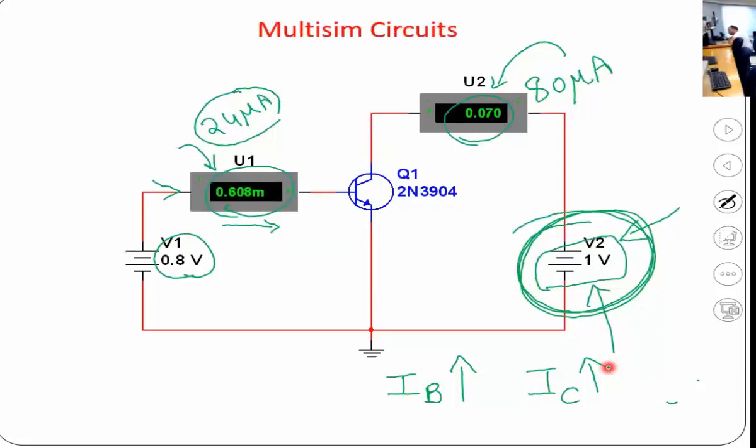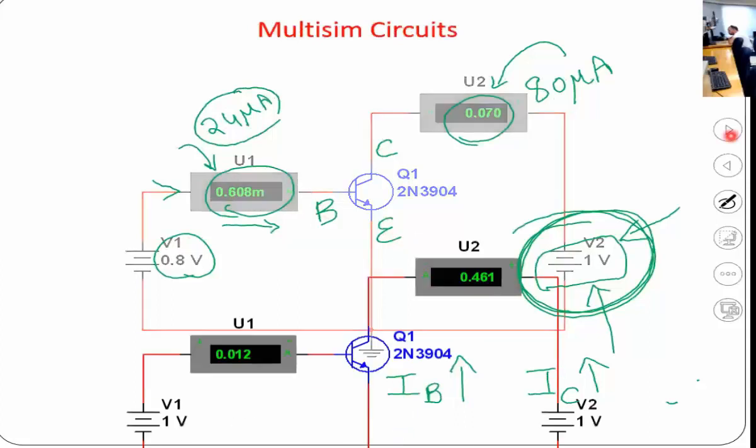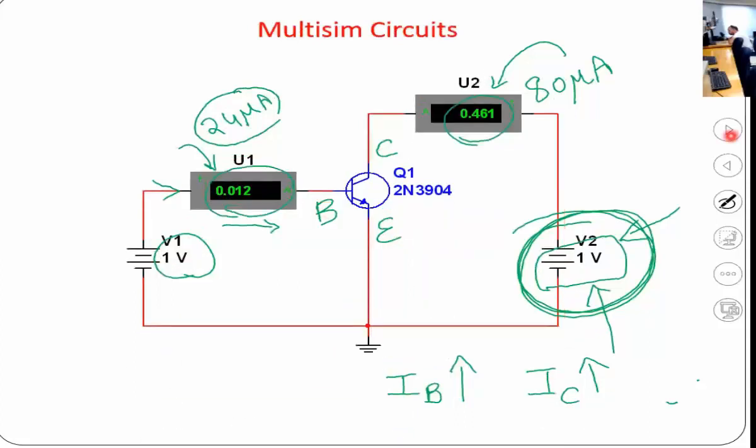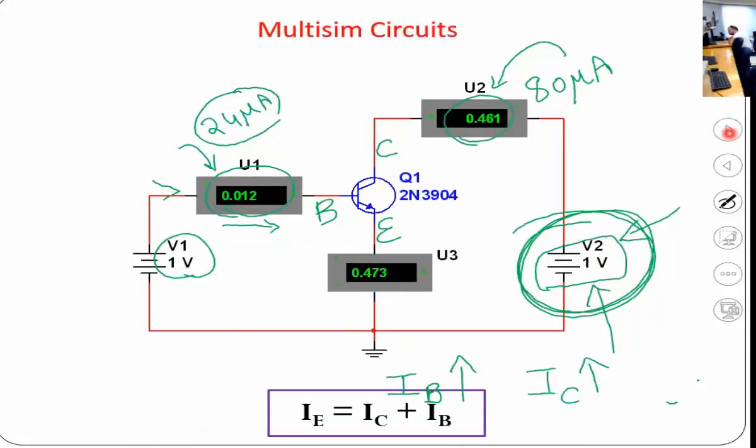One is on the base side, one is on the collector side. Base is this way. Base current is the current actually on the base. So this is another, if you keep on raising, the same thing will happen.